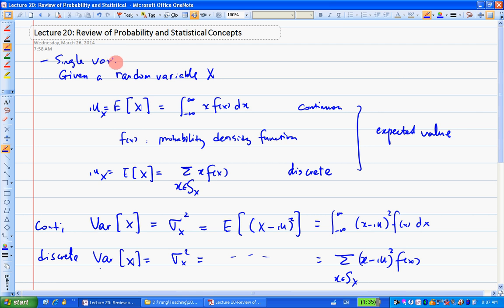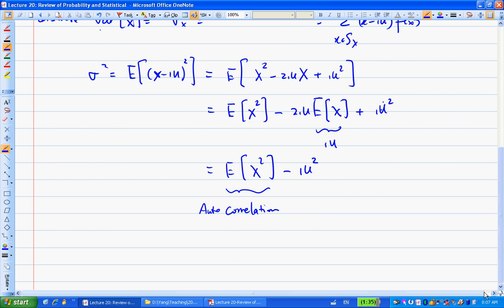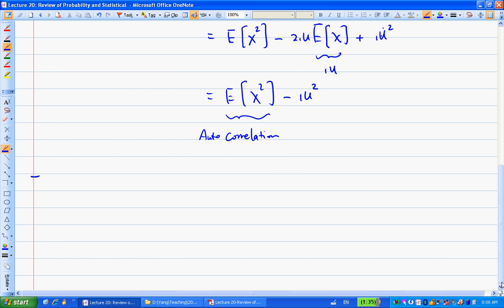Or univariate, as they call it. Now, if we have, let's say, two variables or a multivariable situation, then what we need to know is the concept called joint probability. So if we're dealing with an x and a y, two random variables.